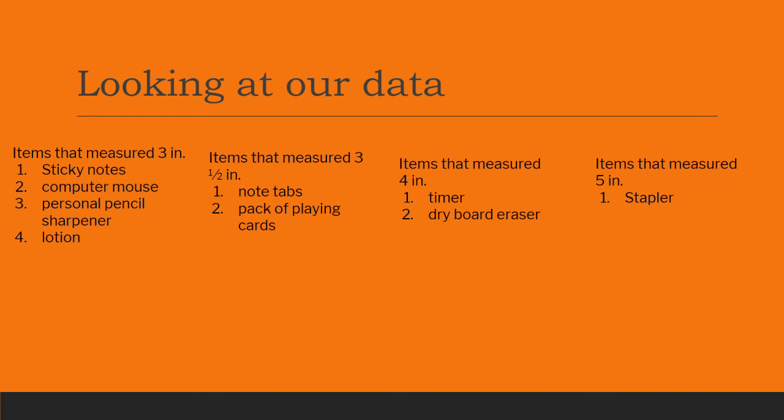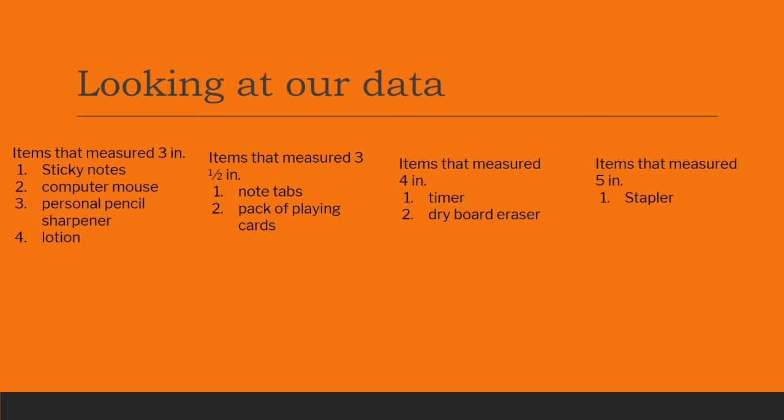Okay, so after measuring a few more items, this is the data that I collected. 3 items measured at 3 inches. So I have sticky notes, computer mouse, personal pencil sharpener, and lotion. 2 items measured at 3.5 inches. That was my note tabs, as well as a pack of playing cards. 2 items measured at 4 inches. That was my timer and my eraser for my dry board. And 1 item measured at 5 inches, and that was my stapler.